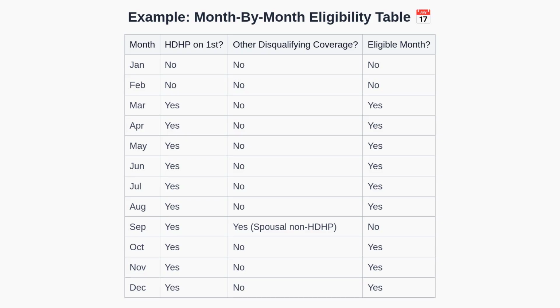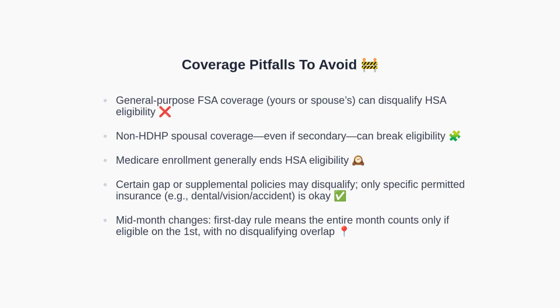Now, let's discuss coverage pitfalls that can unexpectedly disqualify you. Several coverage pitfalls can disqualify HSA eligibility. A general purpose FSA, whether your own or your spouse's, can disqualify you. Non-HDHP spousal coverage can also break eligibility, even if it is secondary. Medicare enrollment usually ends HSA eligibility. Certain gap or supplemental policies may disqualify you.